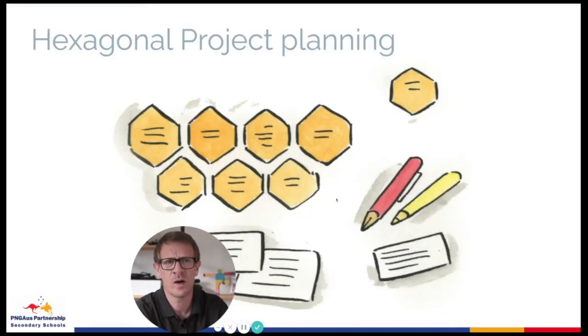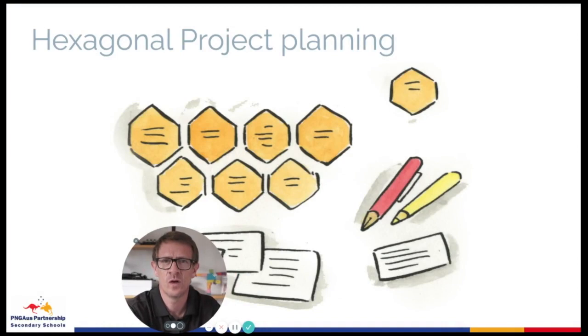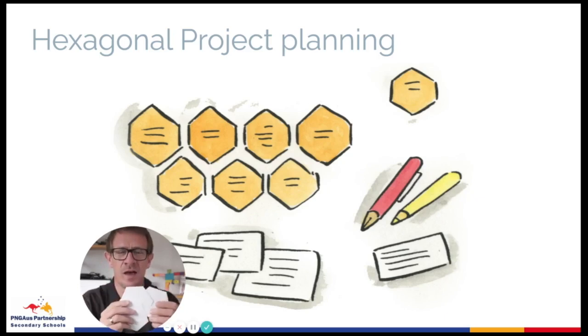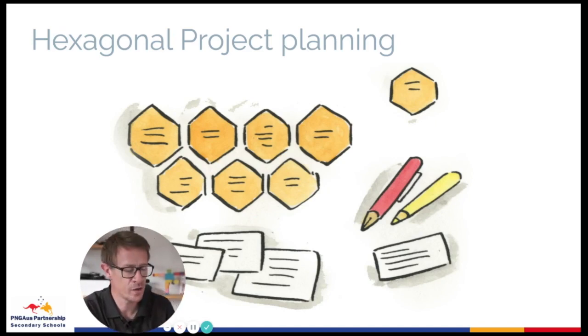So let's have a little look at what actually is hexagonal project planning. I've actually got my little hexagons here. So we're going to be taking a hexagon. There we go. There's my hexagons. And we're going to be recording on our hexagons some different curriculum ideas, references, and information. And then we're going to be looking at ways that these hexagons connect and map together as we start to build up the different links between the curriculum elements and the ideas that we have for our projects.